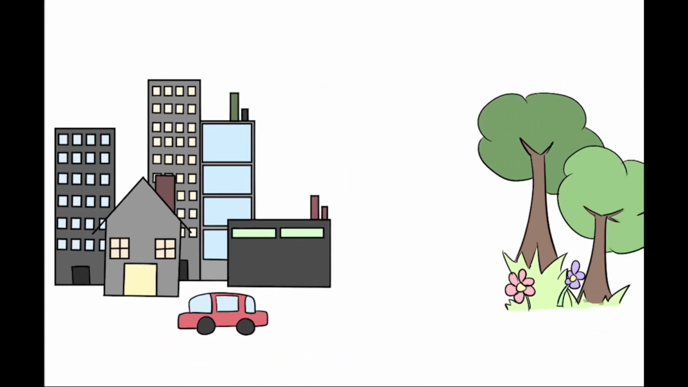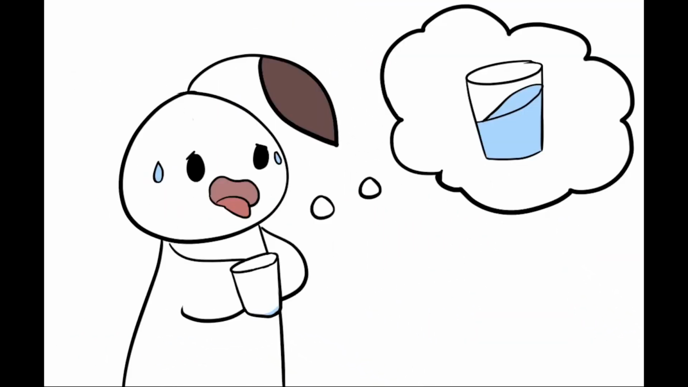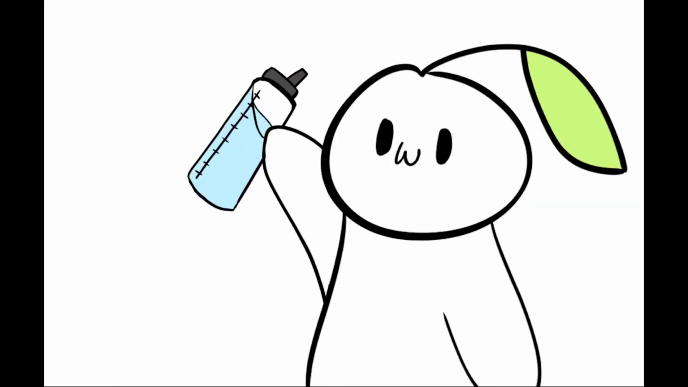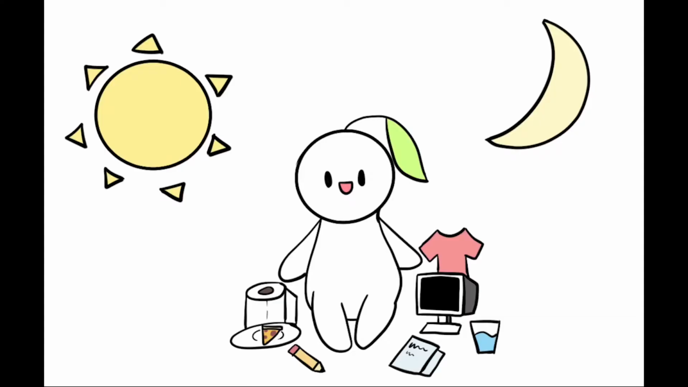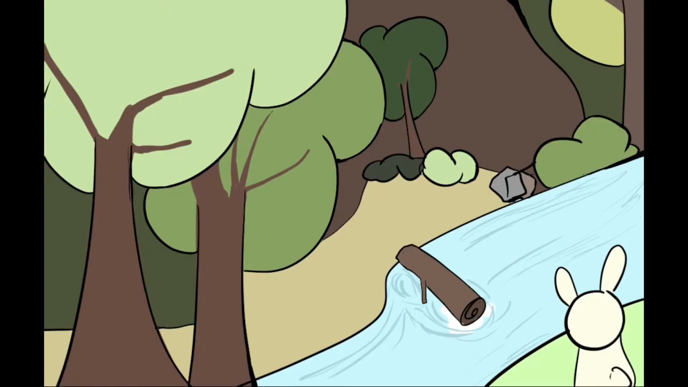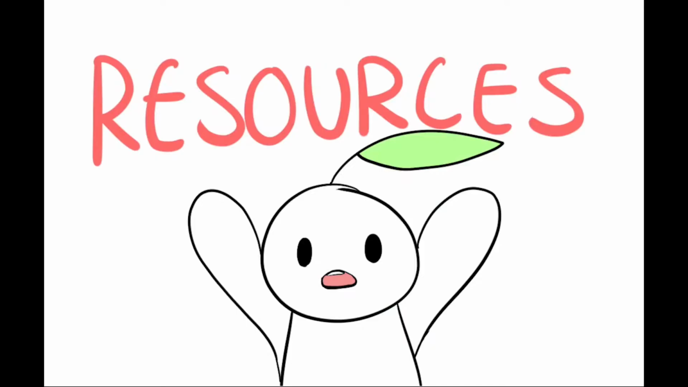Today, most of us live far away from the natural world. When we're thirsty, we turn on the sink or grab a water bottle. When we're hungry, we go to the grocery store and buy packaged food. But all of these things came from the earth somehow. Everything we use every day started out as a part of nature. We call these things we depend on resources.